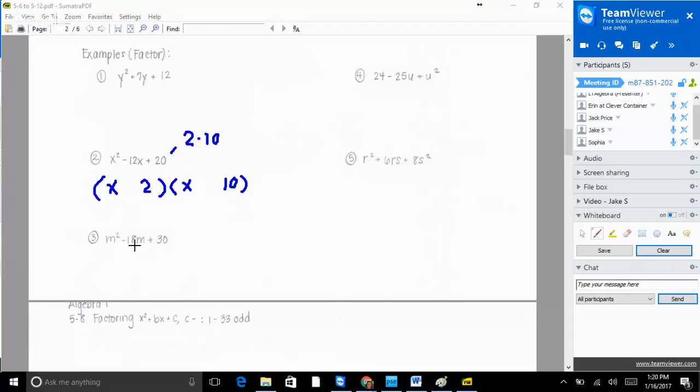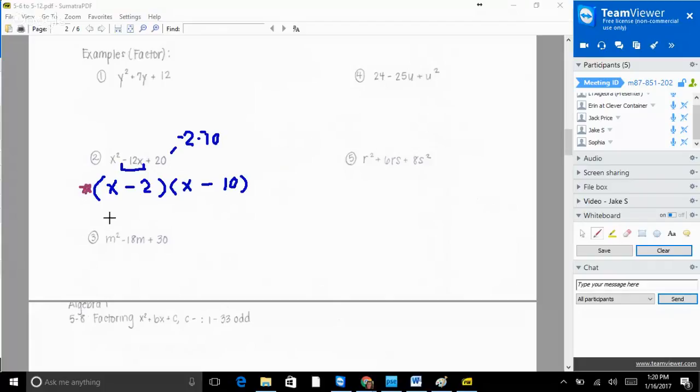All right. Now, what do I do about my signs? My last term is 20. So I could either do positive 2 times positive 10, which is positive 20, or I could do negative 2 times negative 10, which also gives me positive 20. My middle term is negative 12x. So negative 2 plus negative 10 will give me negative 12. So I think for this one, I'm going to have to do negative and negative. So I went through that one a lot quicker, but now this is my guess.